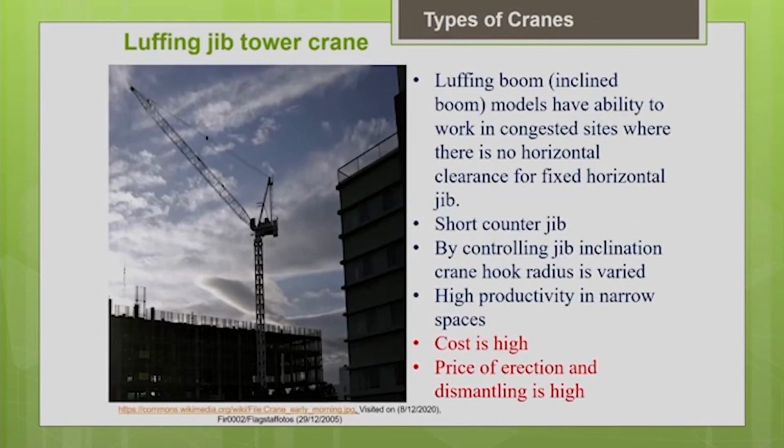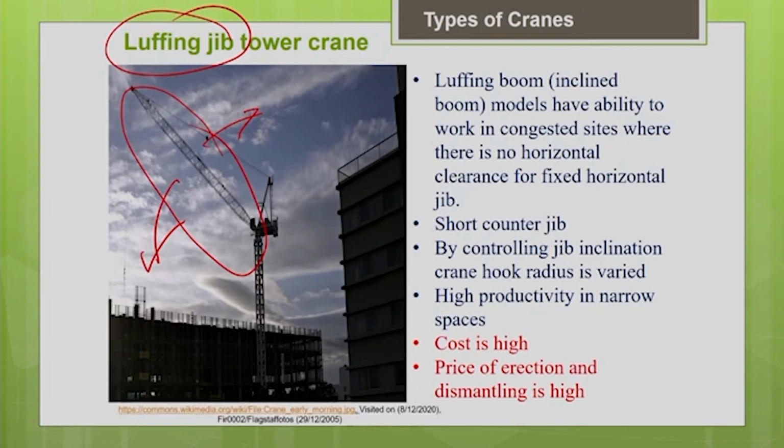So, we have discussed so far the horizontal jib, or the saddle boom, or the fixed jib crane. Now, we are going to discuss the luffing jib tower crane. Luffing jib, as the name indicates, means you can change the angle of inclination of the boom. Accordingly, you can change the operating radius.